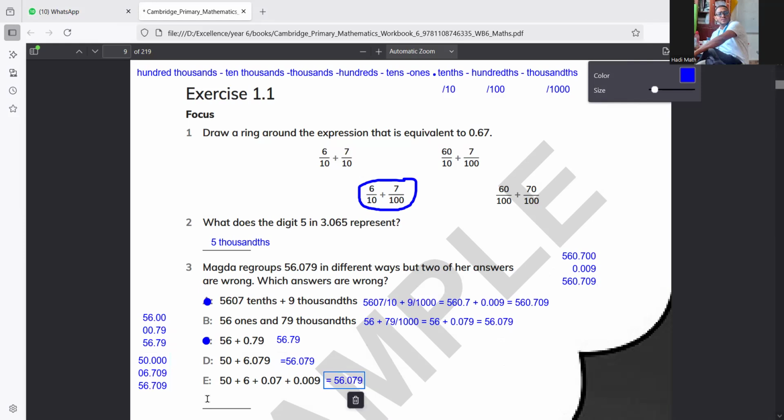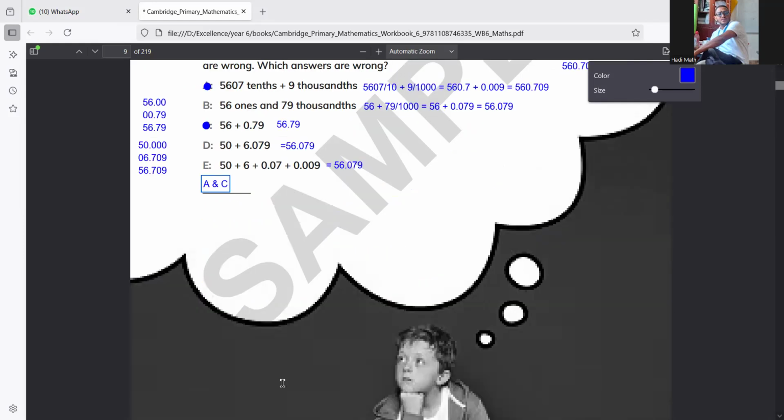Then you'll find out there are two that are not correct, which are A and C. The two that are not correct are A and C. Then let's move on.